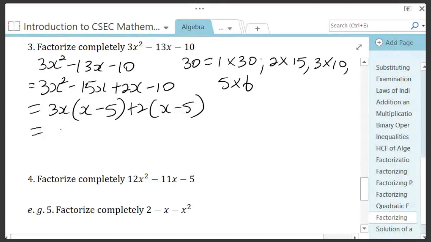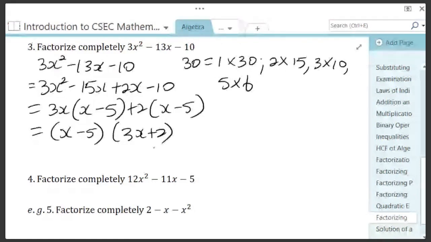Alright, this factorizes to x minus 5 and this here is 3x plus 2. Okay? How many of y'all got that? Okay, that's great. You don't have to type out all the answers, because once I know that you get it, that's fine.